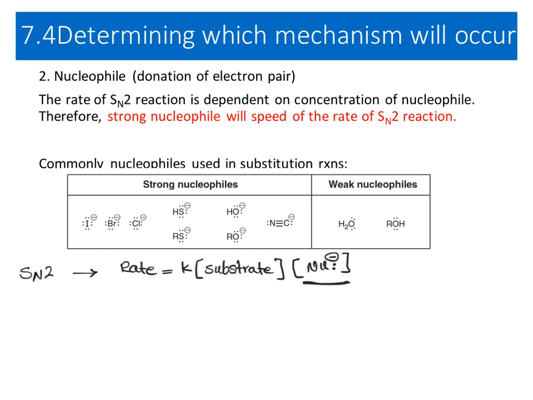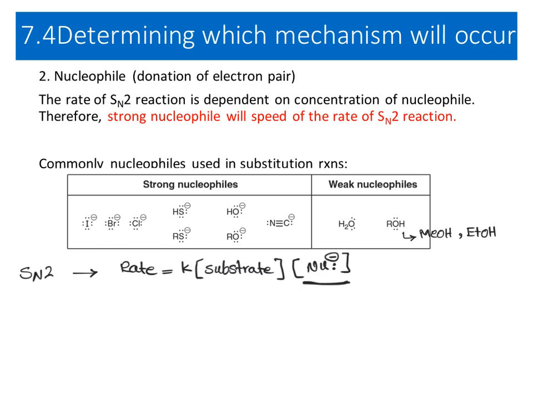Now, what's considered a strong nucleophile and what's considered a weak nucleophile? So here is the table. Generally, if you compare these two parts, a weak nucleophile is a molecule that is usually neutral, and strong nucleophiles usually are charged. So charge is a very important factor here. A weak nucleophile can be water or alcohol such as methanol or ethanol.